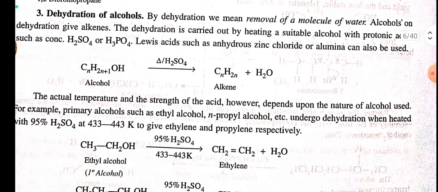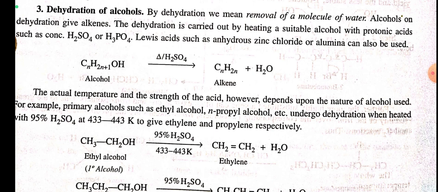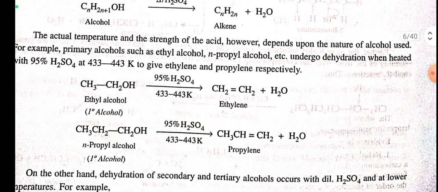Dehydration of alcohol. By dehydration, we mean the removal of a molecule of water. Alcohol on dehydration gives alkene. Dehydration is carried out by heating a suitable alcohol with a protonic acid such as H2SO4 or H3PO4. Lewis acids such as anhydrous zinc chloride, and alumina can also be used. The actual temperature and the strength of acid, however, depend upon the nature of the alcohol used.